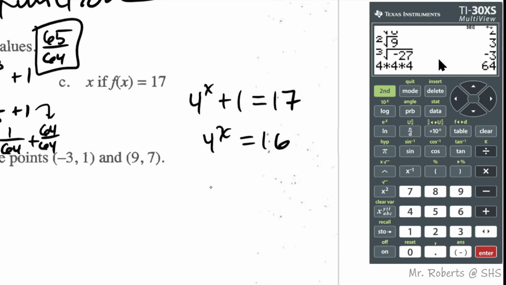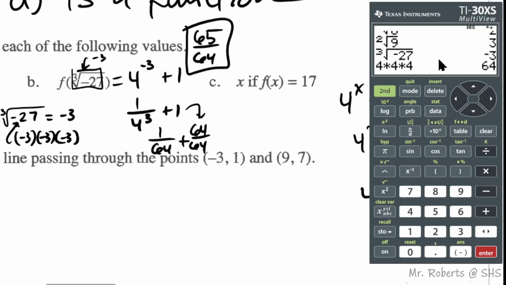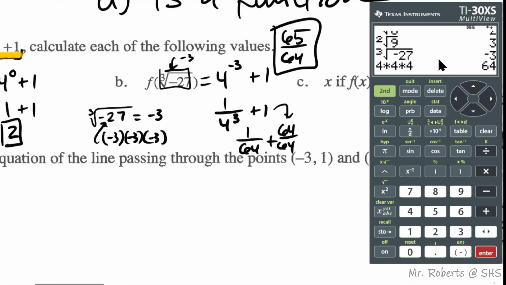Oh yeah, watch this. I'm going to rewrite this. 16 is 4 to the 2nd power. And over here I got 4 to the x power. Guess what? x is 2. That's very surprising. That's beautiful. That's wonderful. x is 2. So when x equals 2, that function becomes 17.